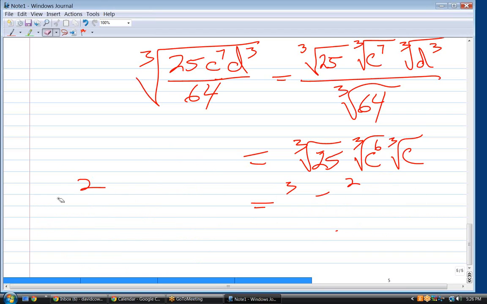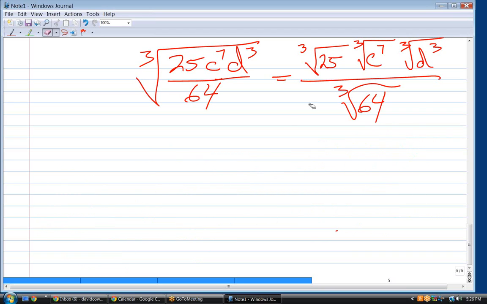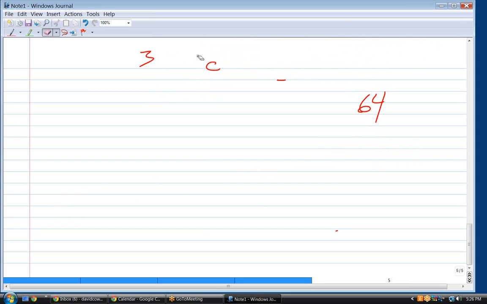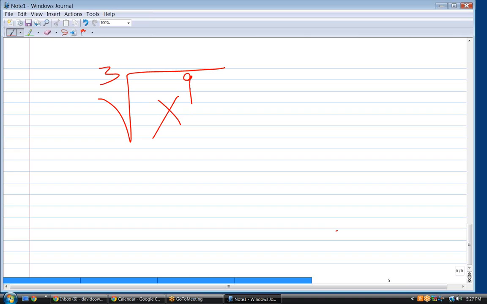Alright, and then, hold on, before we go on, make sure you understand cube roots of stuff. What is the cube root of x to the 9th? That would be x to the 3rd. Yes. Because x to the 3rd times x to the 3rd times x to the 3rd equals x to the 9th.